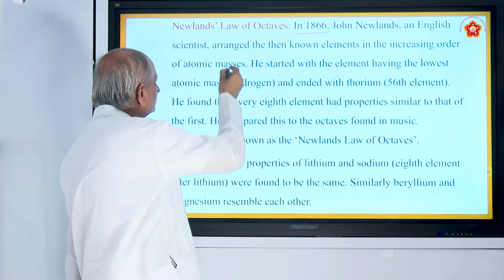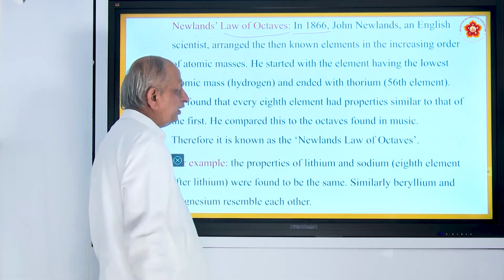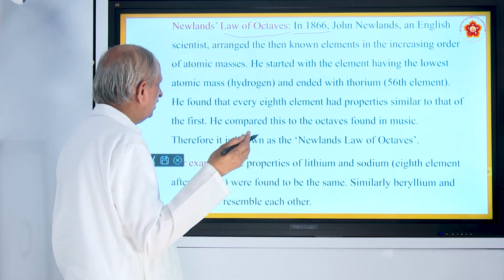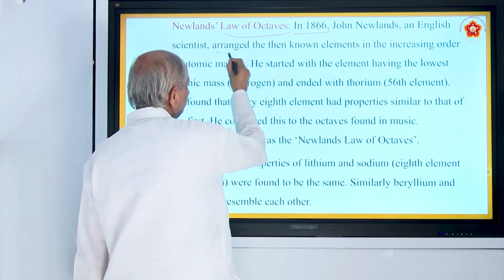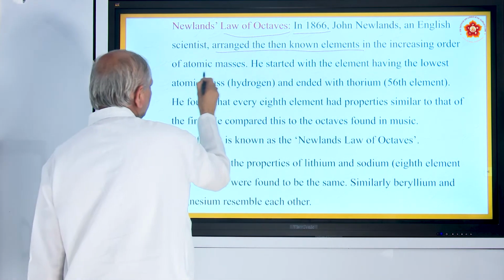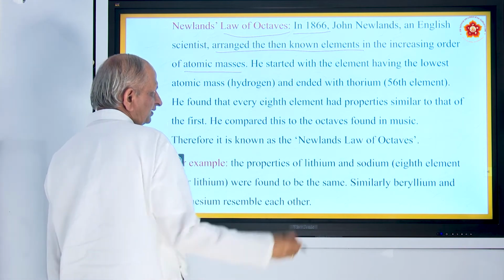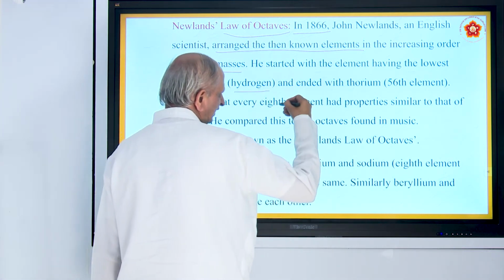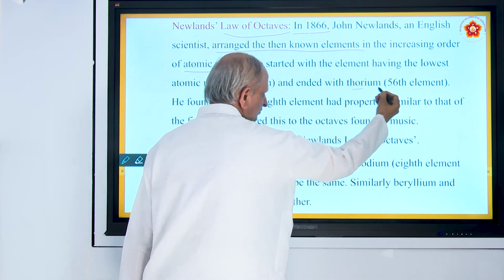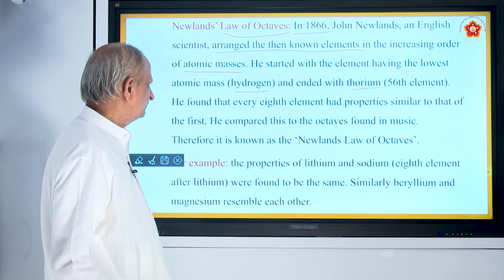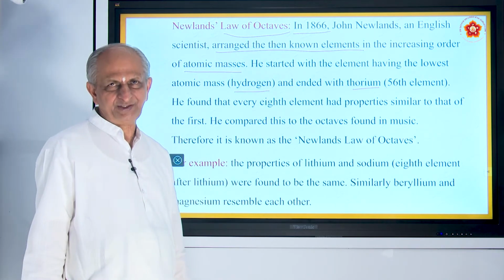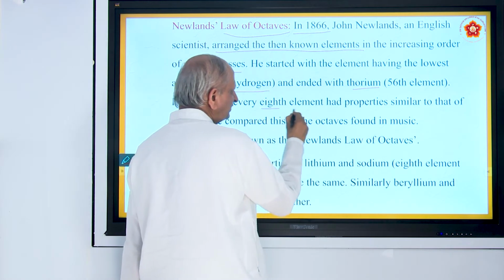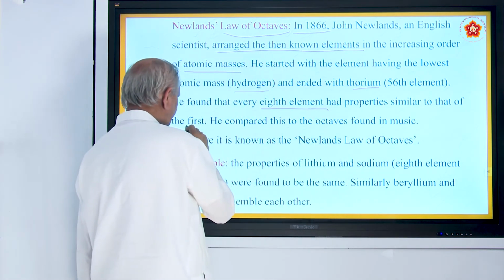So what he did was, he discovered what is called the law of octaves. Octave means how much? Octave means 8. So he took groups of 8. He arranged the then known elements in the increasing order of atomic masses. He started with the element having the lowest atomic mass, for example hydrogen, and went up to the last one. 56 elements were known at that time, up to thorium. He first arranged all 1 to 56 in the increasing order of atomic masses. He found that every 8th element has properties similar to that of the first.